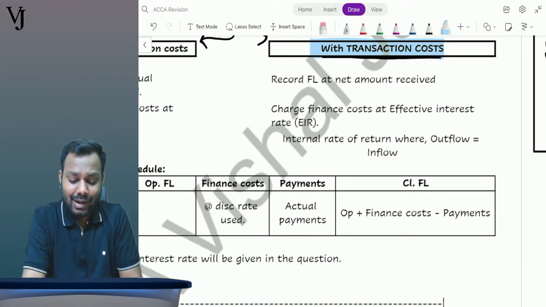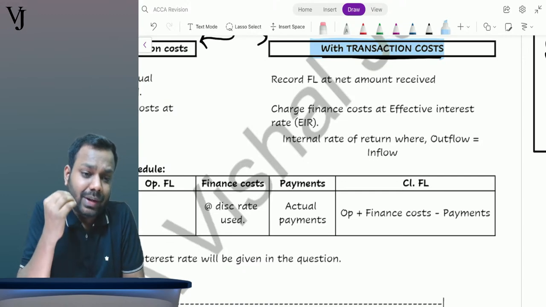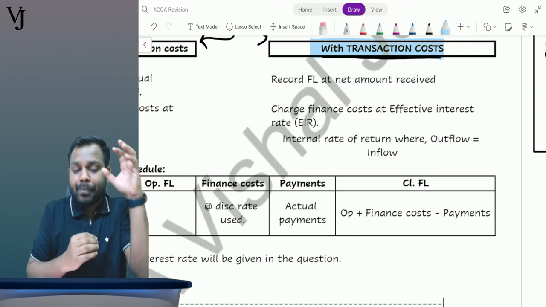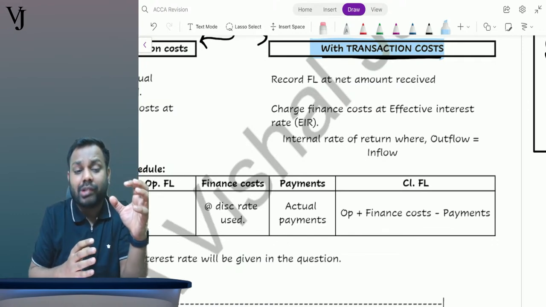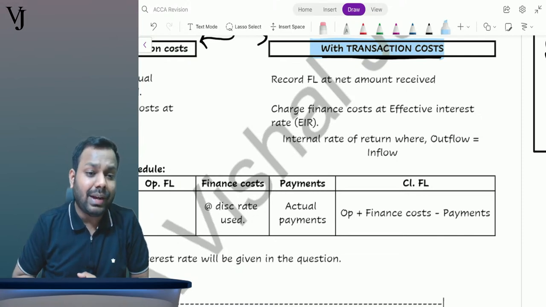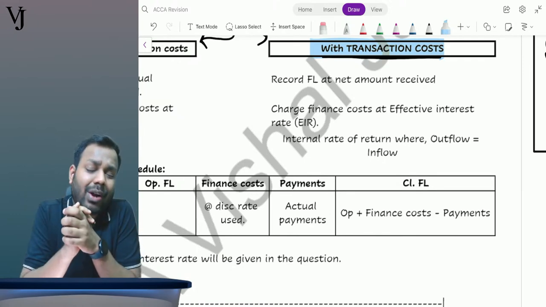Now what the standard says is, if there is any transaction cost involved, we have to factor the transaction cost into the interest rate itself, and it will be called the effective interest rate.